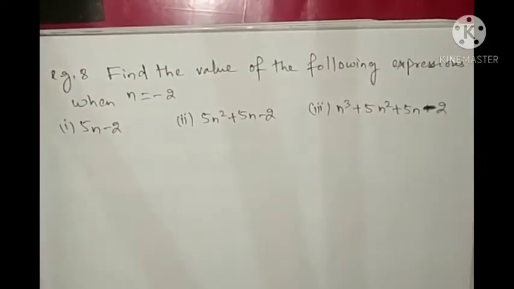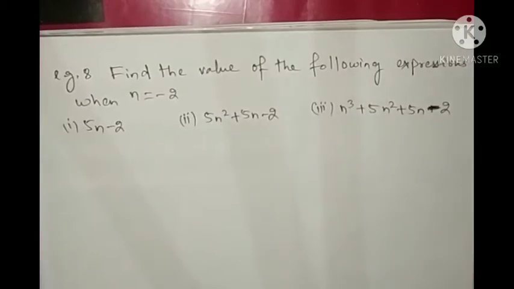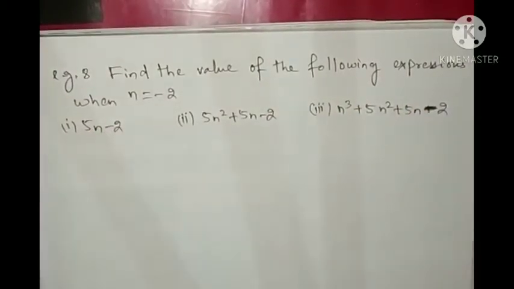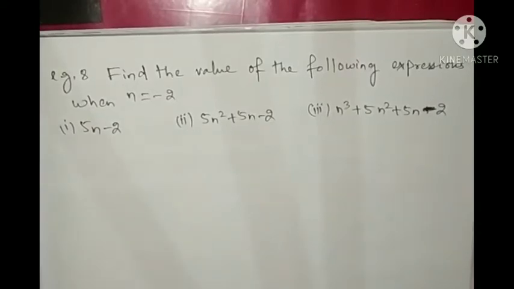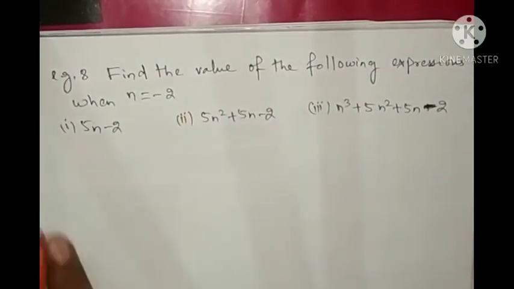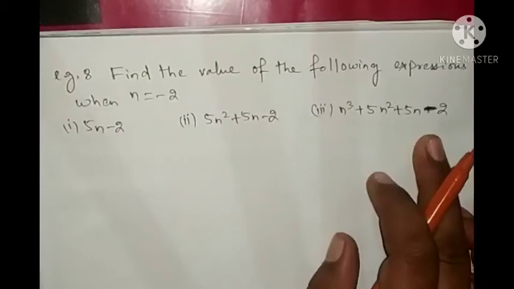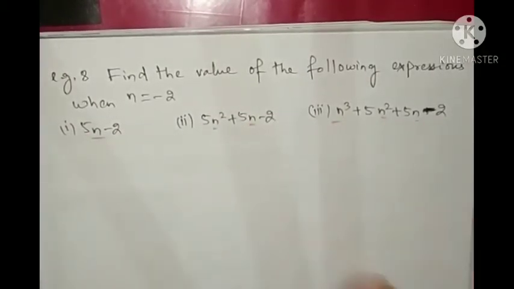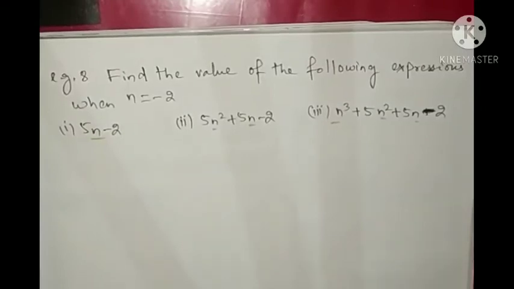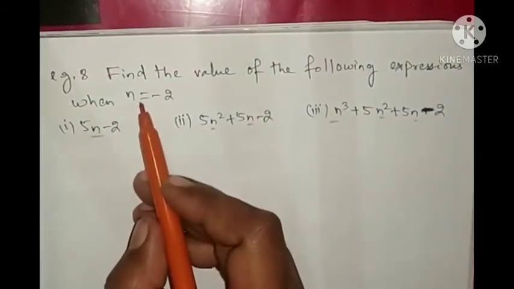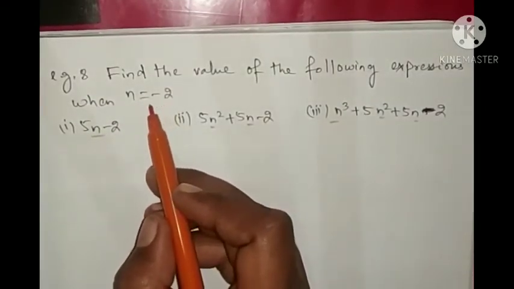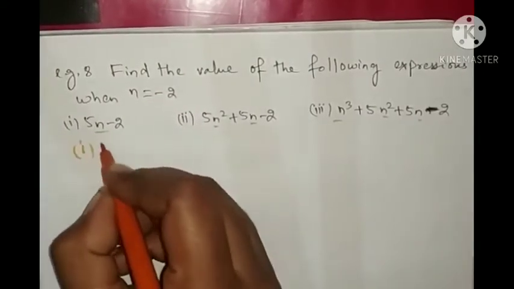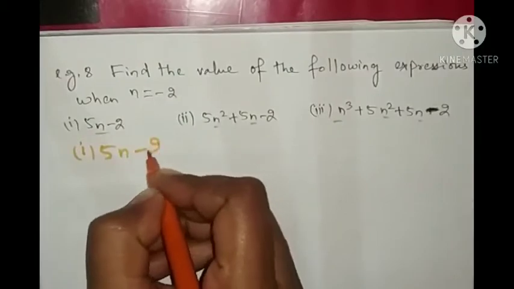Next, look at here. Example 8. Find the value of the following expressions where n equal to minus 2. Okay. So minus 2, how will we do? We have been given the following expressions. Here n is a variable. Okay. And others are constants because these are numbers, these cannot change, but n can change. Okay, here n value is how much? Minus 2. So first 5n minus 2.